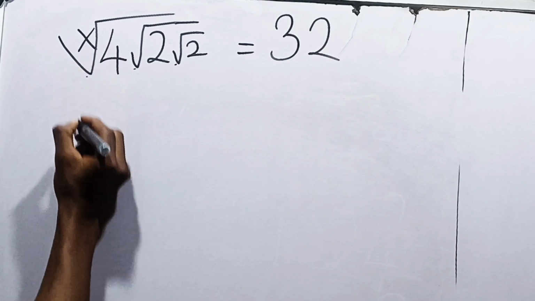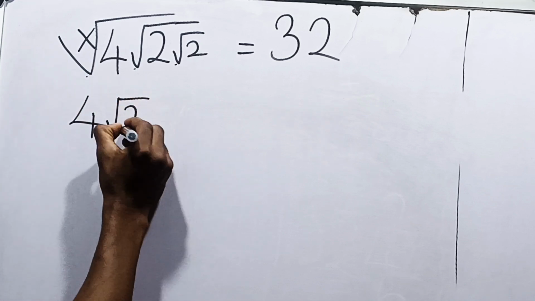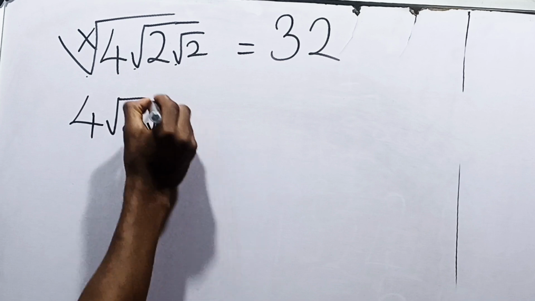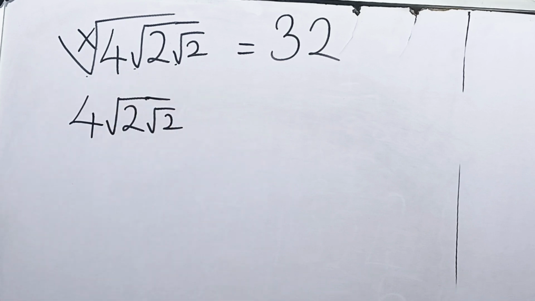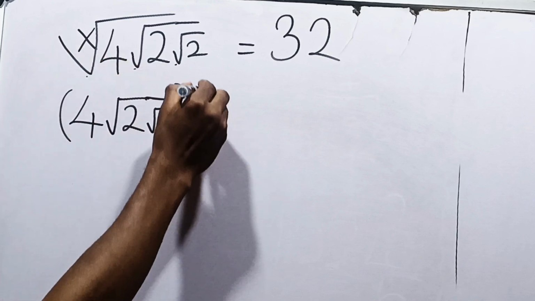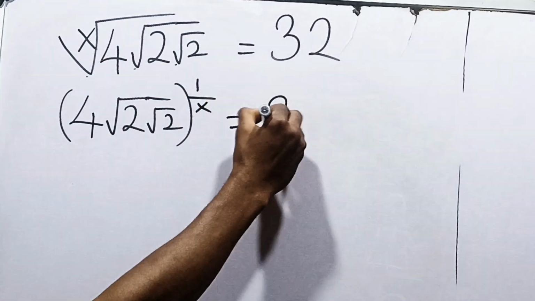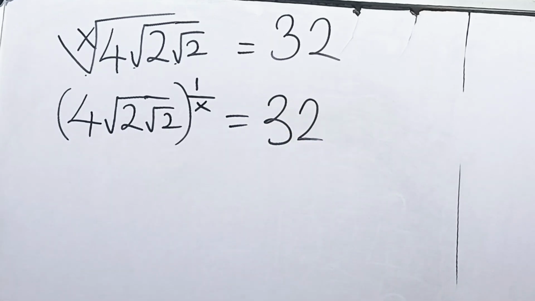Now when you have this, you can write this as 4 root 2 root 2. Remember, we're discovering both the second root of 2. Now raised to the power of what? Since you have x roots, it means that this can be said to be 1 over x. So we're equal to 32. Now, in order to eliminate x on both sides, I'll do something.